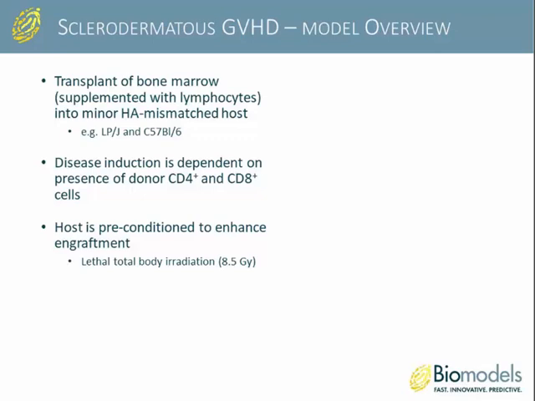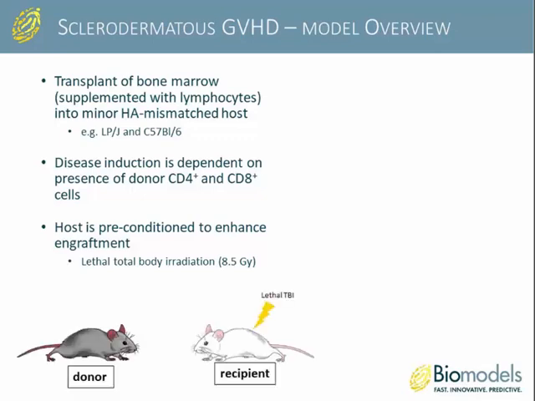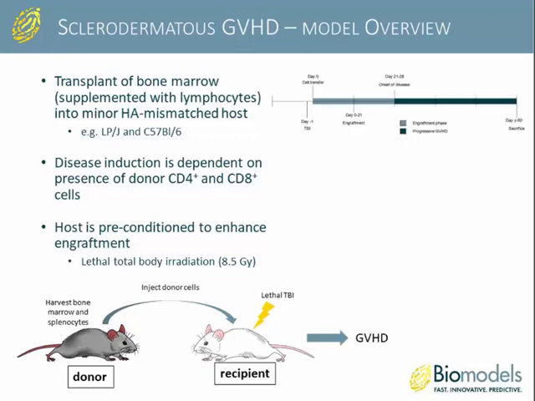So initially, in this model, the recipient receives a lethal dose of TBI, and then the following day, bone marrow and splenocytes as a source of the T cells are injected into the recipient, which drives the disease. And in this chronic GVHD model, the engraftment phase lasts about 3 weeks, and you don't see any symptoms of disease usually until about 3 to 4 weeks following this. And this model is generally followed out about eight or more weeks.